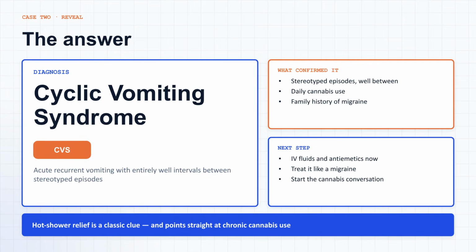Our next step is to rehydrate him, control the vomiting, and then have the conversation about cannabis, because continued use will keep the cycle going. Let us walk through the acute treatment. One more clue. Identical episodes with well intervals are what separate this from ordinary gastritis or an ulcer.